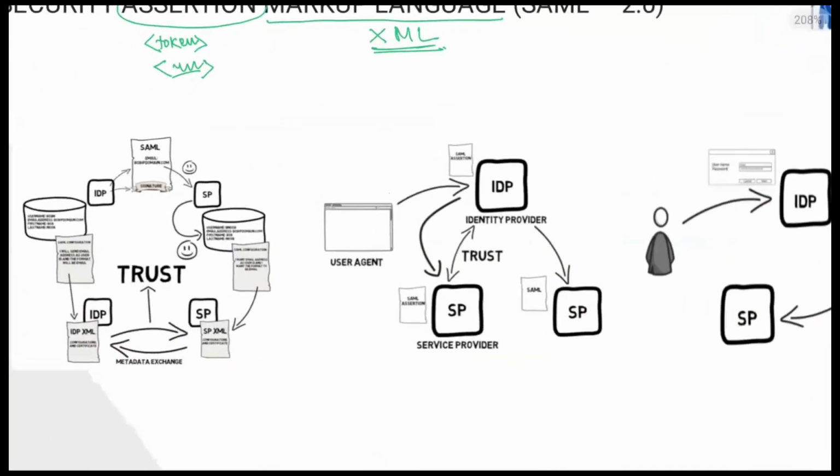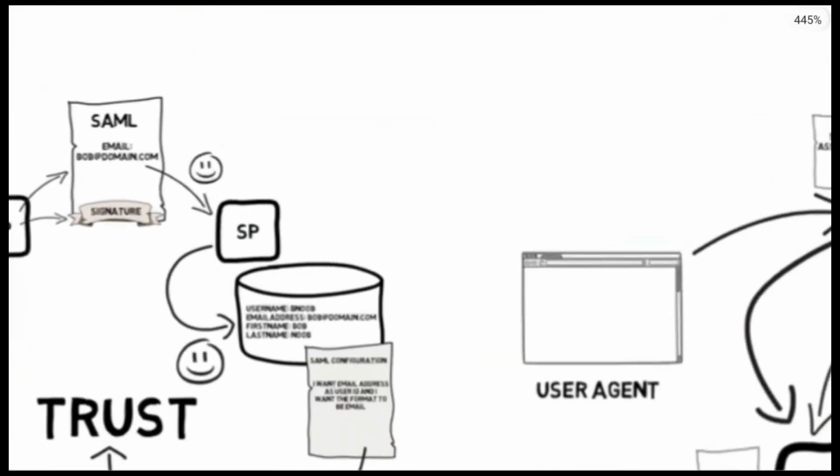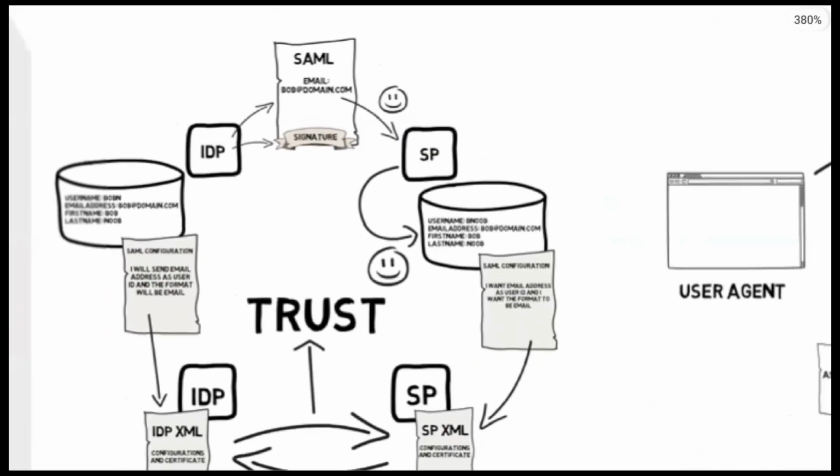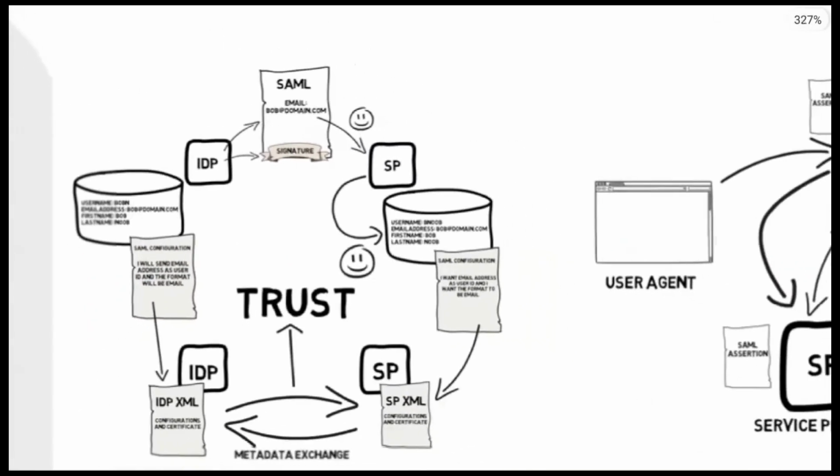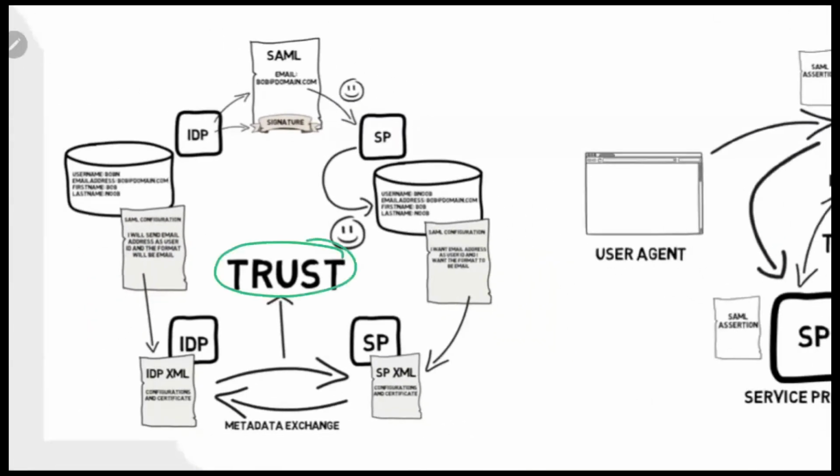So as you can see here, there is a level of trust which has been established between the two parties, right? That means your IDP, identity provider, and your service provider. It all happens in XML format. There is an enrollment process which happens in XML format, and digital signatures or digital certificates will be exchanged.